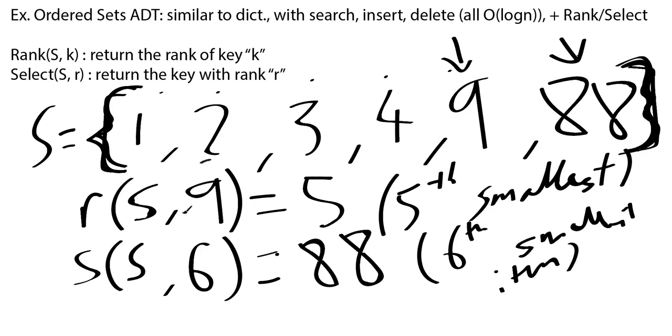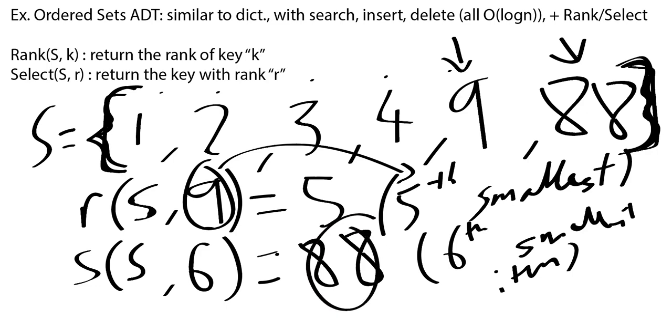And in this case, remember 9 is the 5th smallest item, so that's why 5 was returned, which was the rank of 9. In this case, the 6th smallest item was 88. That's why we returned 88, because it was the 6th smallest item.